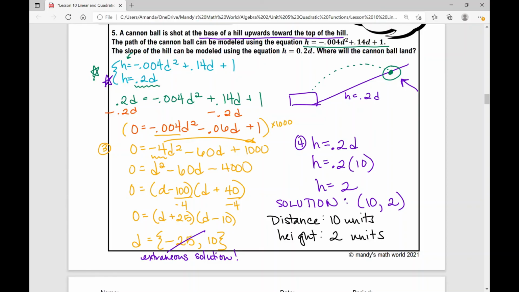And that concludes your notes over solving a system of equations where one equation is linear and one equation is quadratic. I hope it was helpful.